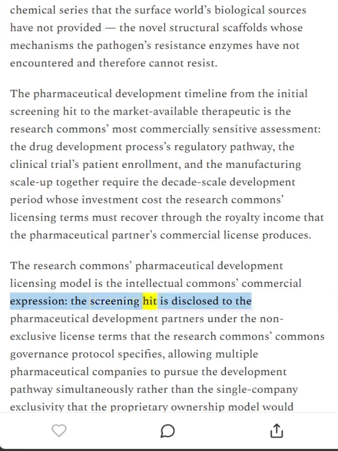The screening hit is disclosed to the pharmaceutical development partners under the non-exclusive license terms that the Research Commons Governance Protocol specifies, allowing multiple pharmaceutical companies to pursue the development pathway simultaneously rather than the single company exclusivity that the proprietary ownership model would provide.